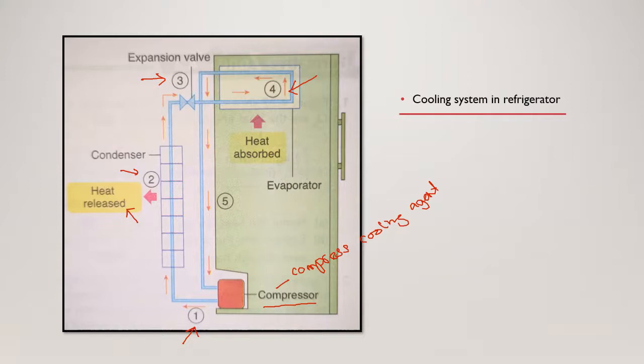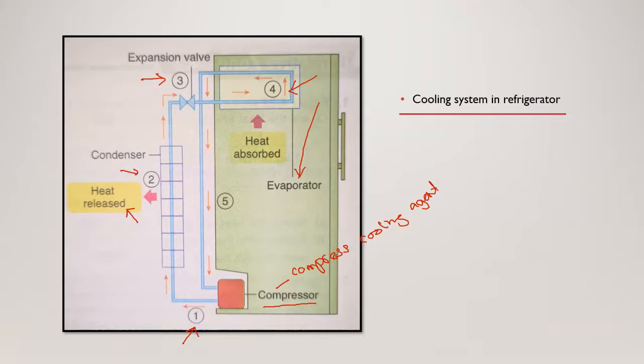In this section, in the evaporator, ini nama dia kawasan evaporator. Okay. In the evaporator, the cooling agent in the form of liquid here evaporates and absorbs latent heat from inside the refrigerator. Okay, dalam ni cooling agent penyejuk tadi dalam bentuk cecair, dia akan evaporate dan dia akan menyerap haba daripada peti. Dia akan sedut haba daripada peti.